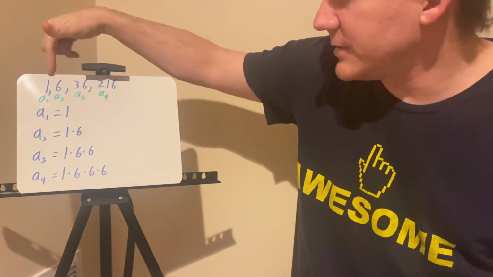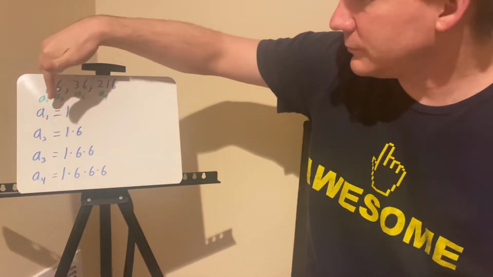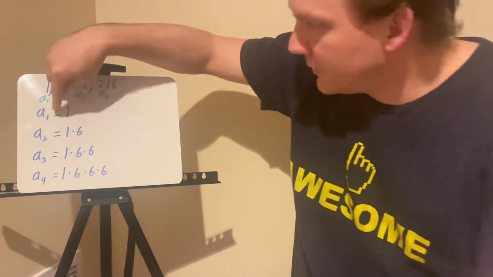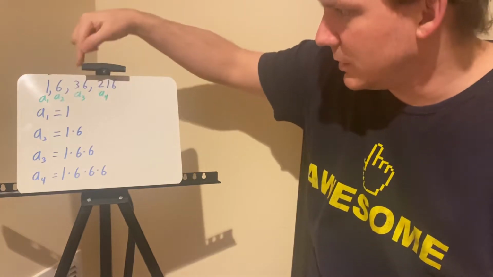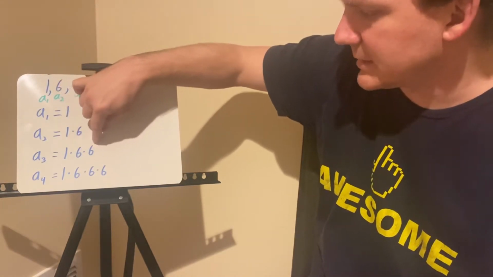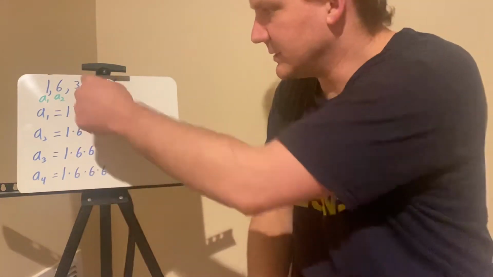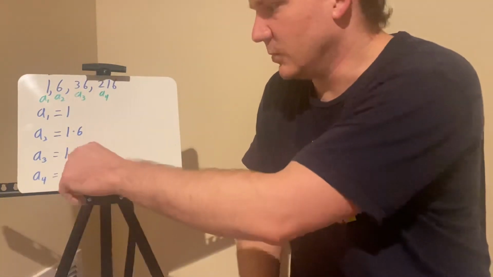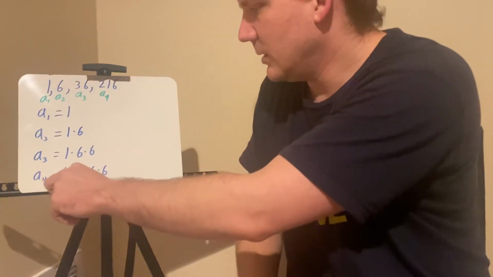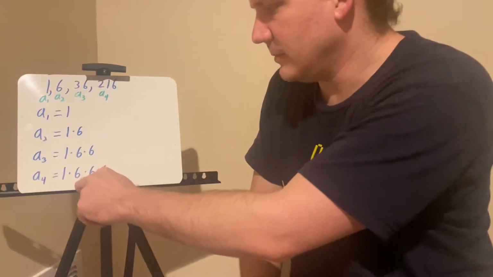So if we said 1 is our first term, or a sub 1, the second term is, what are we multiplying by? 1 times 6. So 1 times 6 is a sub 2. A sub 3 is then 1 times 6 times 6. 6 times 6 is 36 times 1, right? And then a sub 4 would be 1 times 6 times 6 times 6.